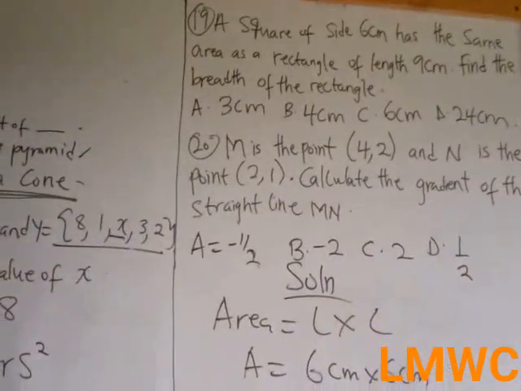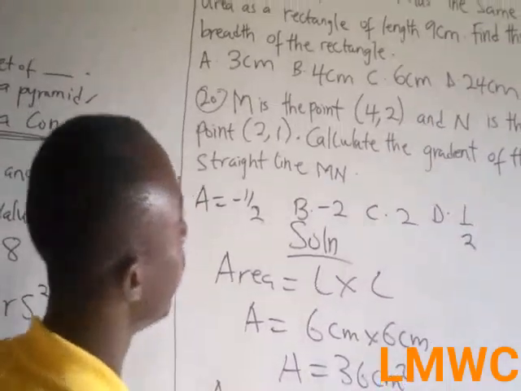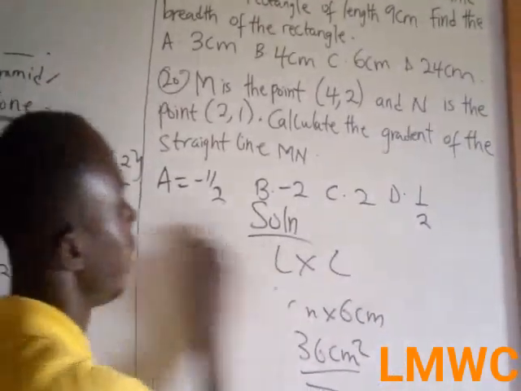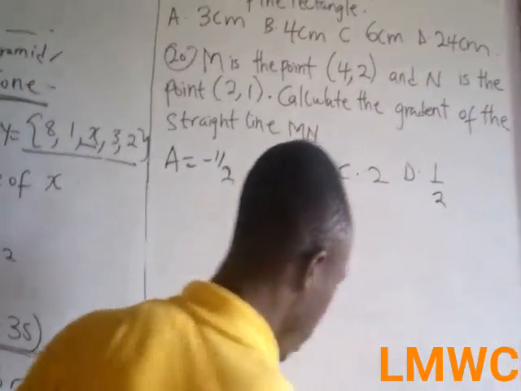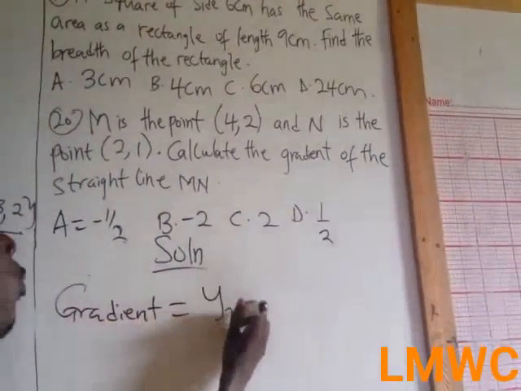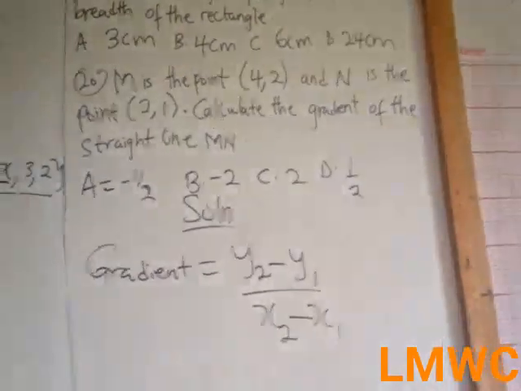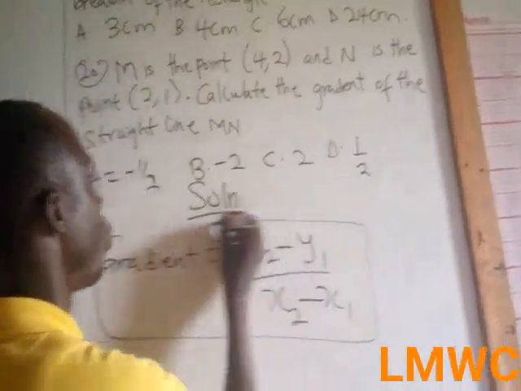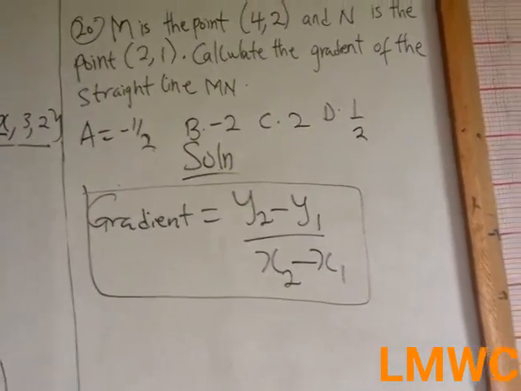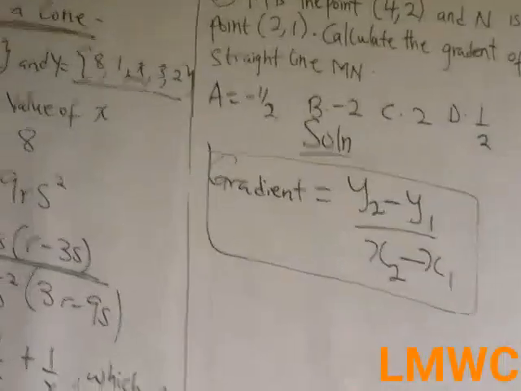M is the point (4, 2) and N is the point (2, 1). Calculate the gradient of the straight line MN. For the gradient of a line, we have a formula: gradient is (y2 minus y1) over (x2 minus x1). This is the formula for gradient. Take note, my noble students, because in mathematics we deal with formulas. Some questions, without the formula, it will be difficult for you to solve.